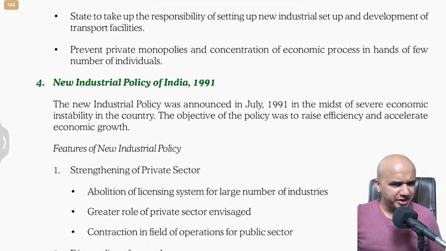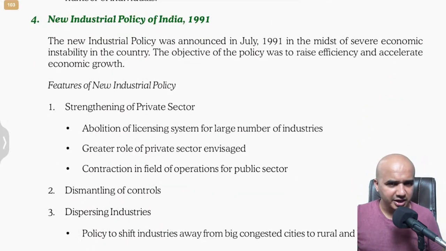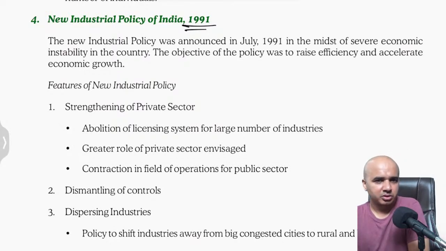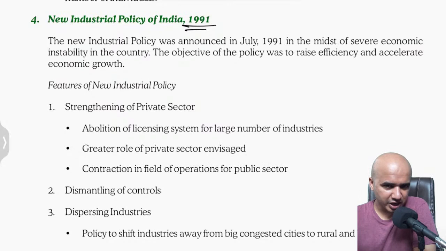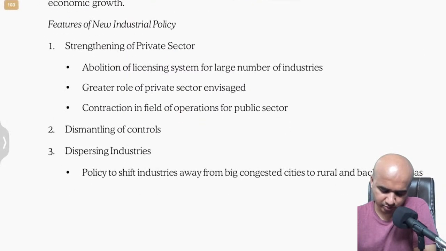So there were so many industrial policies. We'll not get into that. Let's look at 1991 because that's when we had this liberalization policy implemented. The new industrial policy was announced in July 1991 in the midst of severe economic instability in the country. Okay, what was the policy all about?